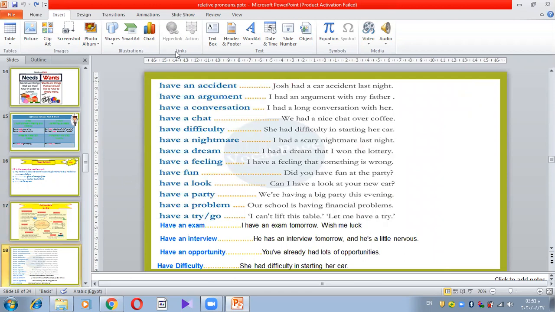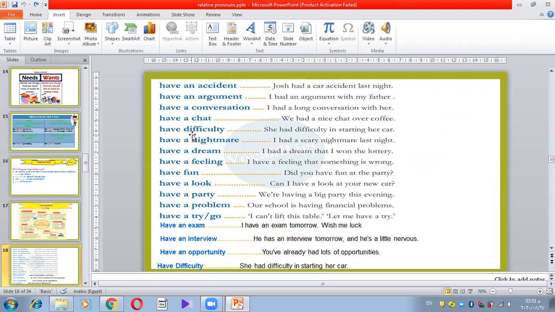Have an accident. Josh had a car accident last night. Have an argument, like a fight with words. I had an argument with my father. Have a conversation. I had a long conversation with her. Have a chat, chatting with a person. We had a nice chat over coffee.